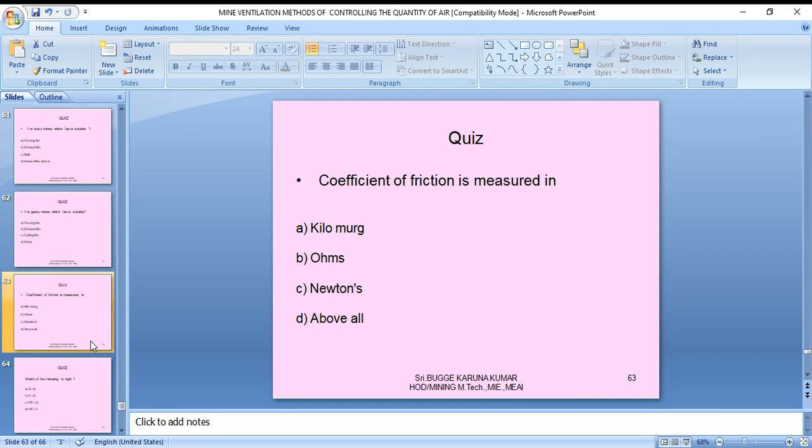Coefficient of friction is measured in kilomarks, ohms, newtons, or all of them. The unit generally used is the kilomark, which is the resistance. That is nothing but a resistance.